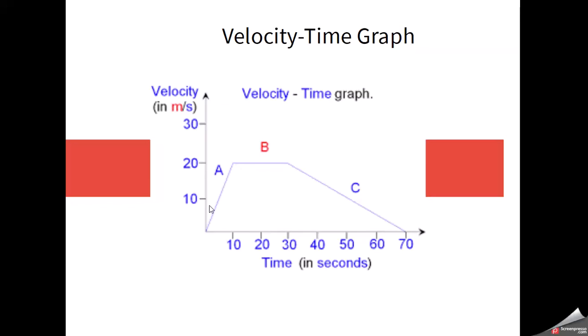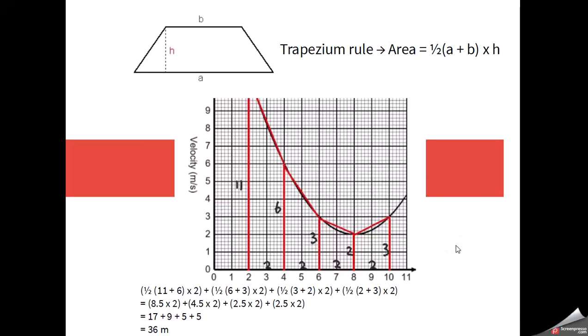So at the start, it's accelerating quite sharply. If it was a car, they'd be putting their foot down on the accelerator quite hard. They stay at constant speed, and then they brake the car more gradually. So they put their foot down on the brake a little bit softer than they put their foot on the acceleration. We can actually work out the distance that a car has travelled from a velocity time graph.